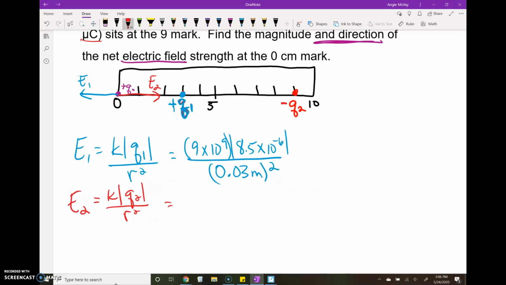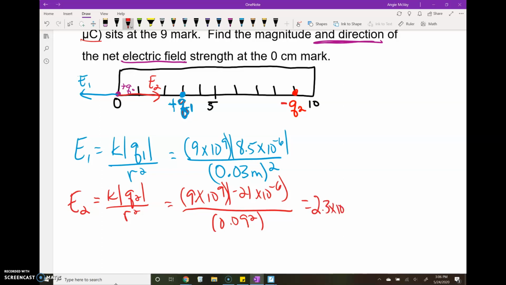Okay, so E2 is 9 times 10 to the 9 times negative 21 times 10 to the minus 6 over 0.09 squared, 9 centimeters squared, and we end up with 2.3 times 10 to the 7 newtons per coulomb. E1 is 8.5 times 10 to the 7 newtons per coulomb.